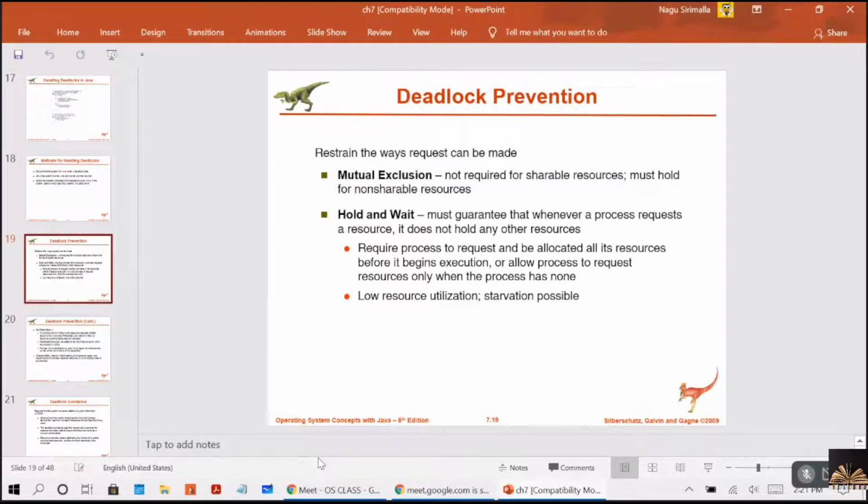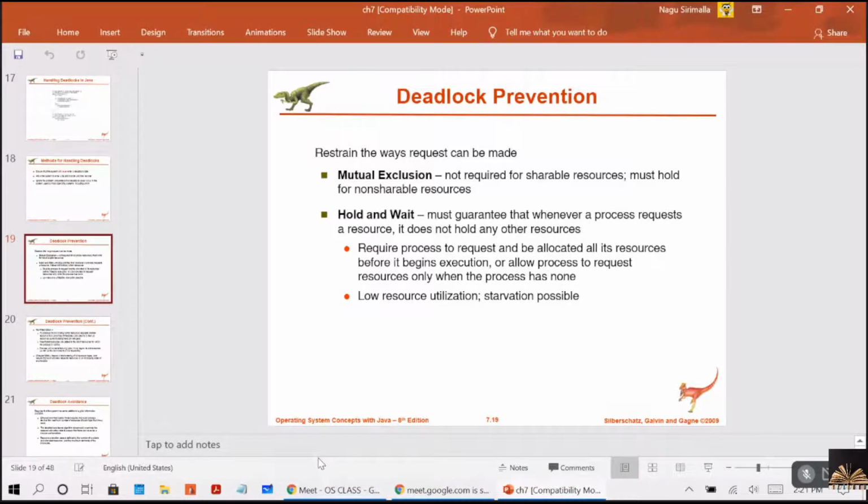What do we mean by low resource utilization? Let's consider a process requires 10 resources, and all 10 were given to the process at the beginning. Take one example: it is holding a resource called a printer, and it requires the printer only for the last 1 minute to take the print. But even though you allocate that printer to the process for its entire execution time, the resource is idle for a longer amount of time. So that is the drawback with this protocol.